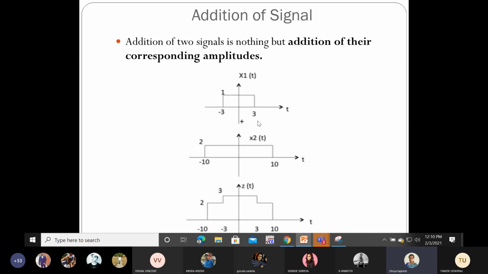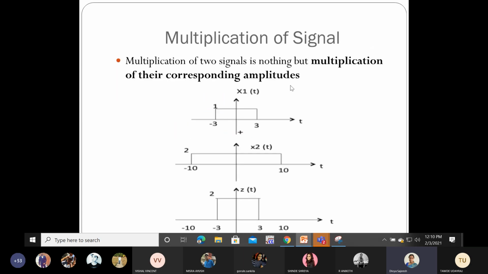Now let us take the multiplication also, addition as well as multiplication. Multiplication of two signals: here you have to multiply their corresponding amplitudes. Again do the multiplication interval by interval.